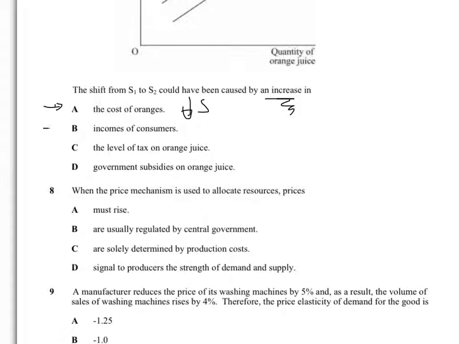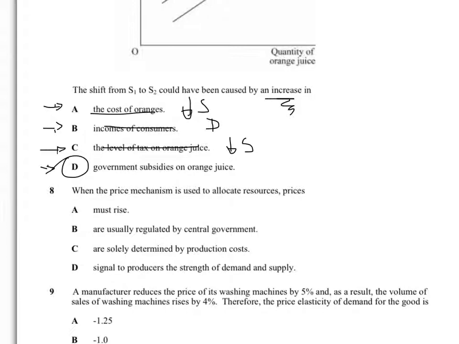An increase in income is a demand side factor. An increase in the level of tax would cause a decrease in supply as well. An increase in subsidy is the one we're looking for. So we've eliminated the first few and ended up with the right answer. So you've kind of worked your way towards that.